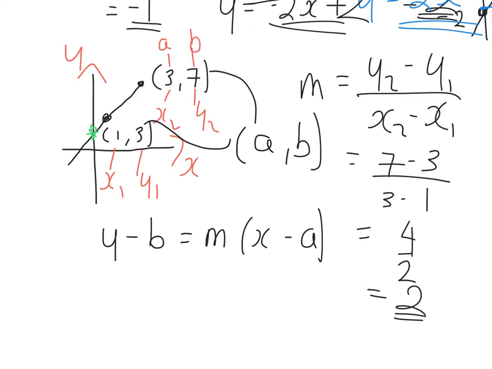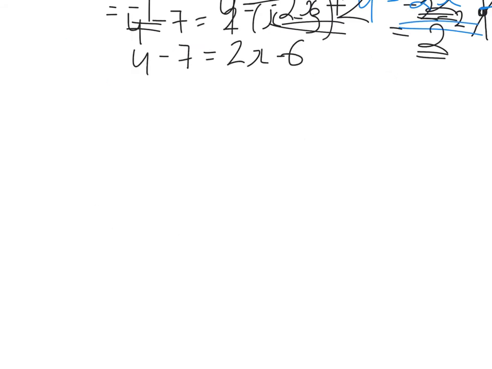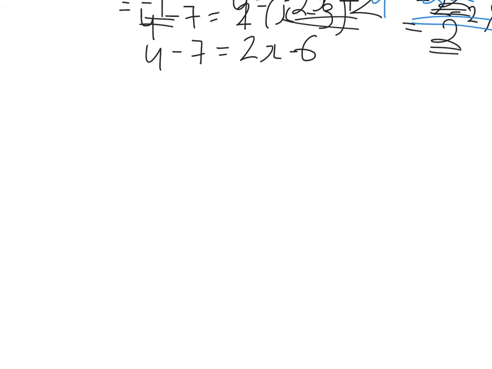So a is 3, b is 7, the gradient is 2, and I put that into my equation. y minus 7 is equal to 2 bracket x minus 3. That's y minus 7 is equal to 2x minus 6. y is equal to 2x, bring minus 7 across, change its sign, minus 6 plus 7, y equals 2x plus 1. Now I'm going to show a second method and get the same answer.